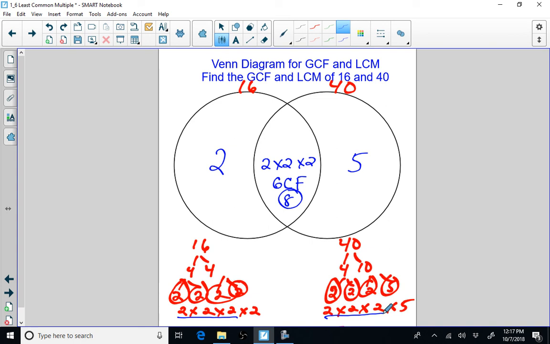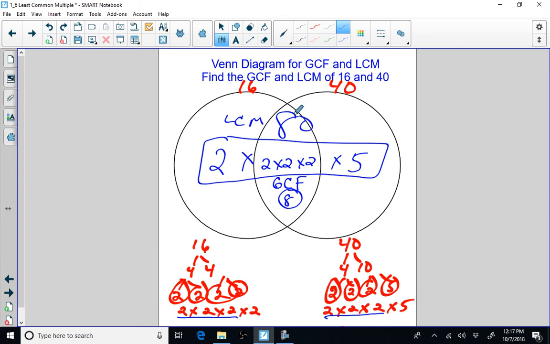So the least common multiple is the product of all these. So it's 2 times 2 is 4, times 2 is 8, times 2 is 16. 16 times 5 would be 80. 80 is the least common multiple. That's going to be 80.